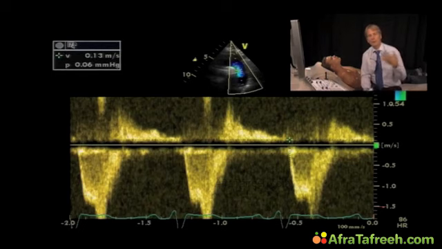So if we take all the points together, we have retrograde flow, which is significant. We have a pretty large flow convergence zone. We have a fairly wide vena contracta. We have an asymmetric jet, which we do tend to underestimate in terms of severity. And then we also have the 2D image with volume overload. So in conclusion, the patient has significant aortic regurgitation.